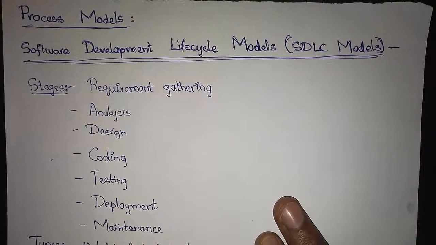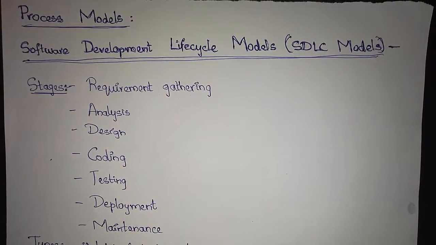In this video I'm going to talk about process models in software engineering. In this particular video I'm going to cover the waterfall model and incremental models, and in the next video I'm going to talk about evolutionary models. So what are process models, to be accurate?